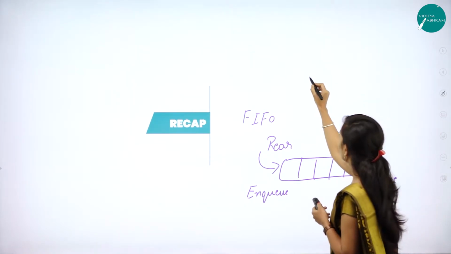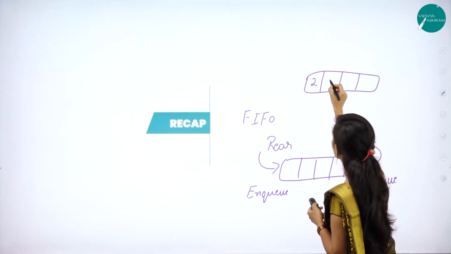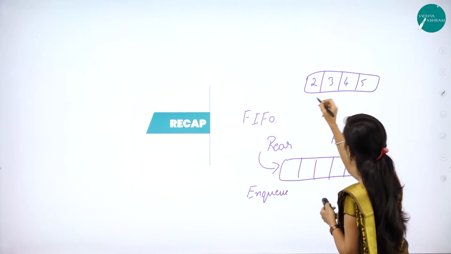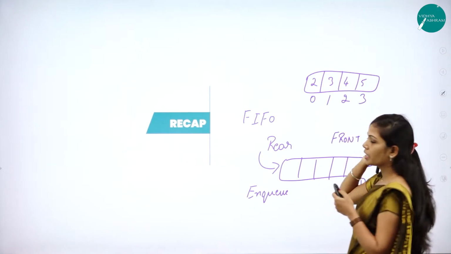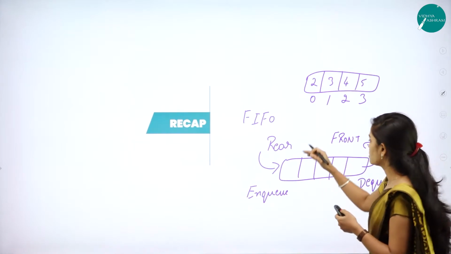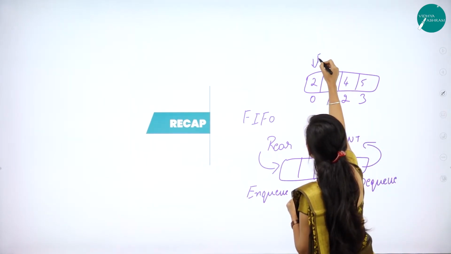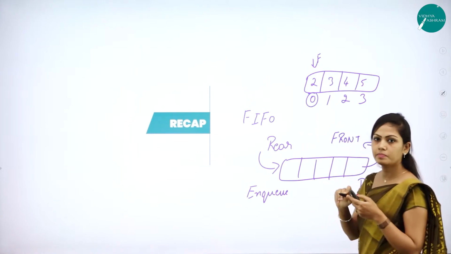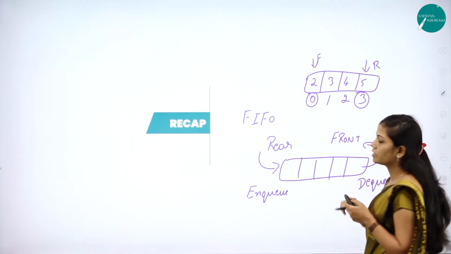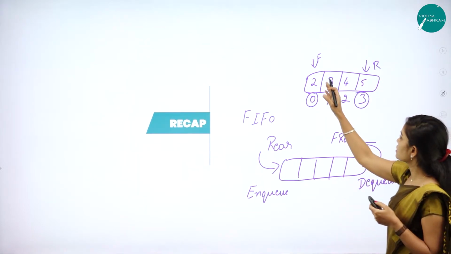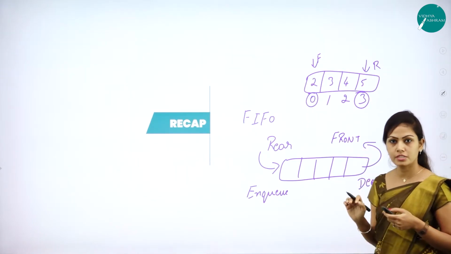So, here we have one queue with 4 elements at locations 0, 1, 2, 3. Here, how to represent the front and rear ends? The front is the 0th location and the rear is the 3rd location. So, front is equal to 0, rear is equal to 3.